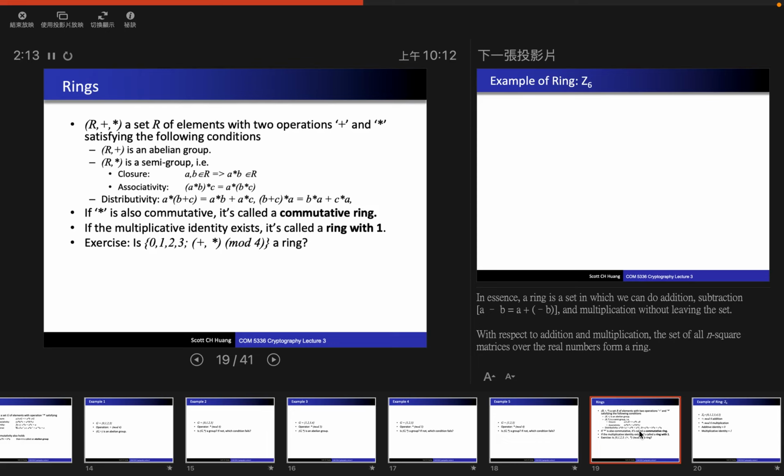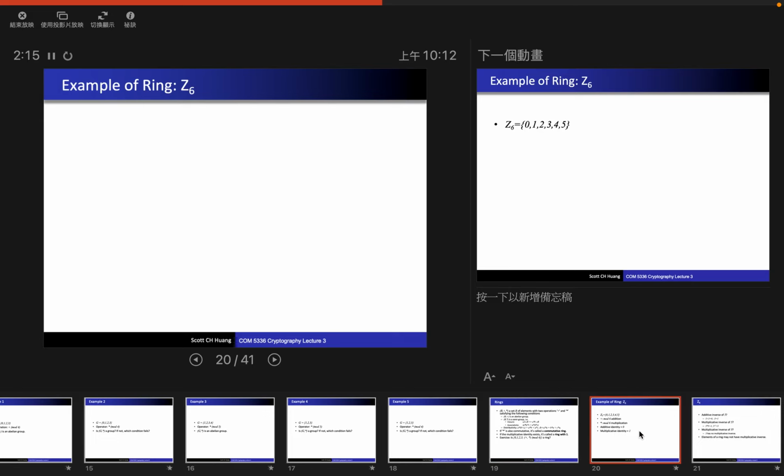So that's a ring. Now we have seen an example, Z6. Let's take a look at Z6. The number of elements are 0 to 5, 6 elements. And there are two operations defined. The addition is defined mod 6, so it's ordinary addition with an extra mod 6 operation. Multiplication is done in a similar fashion: ordinary integer multiplication followed by a mod 6 operation.